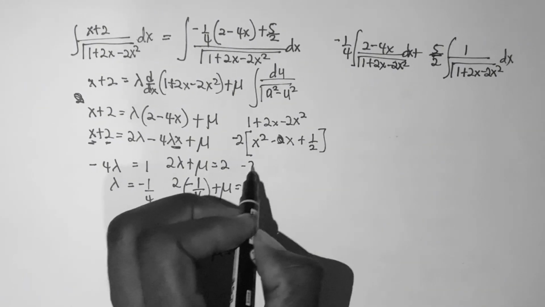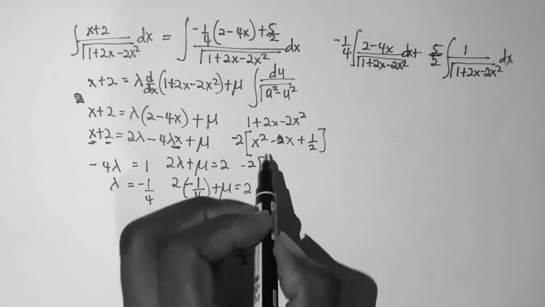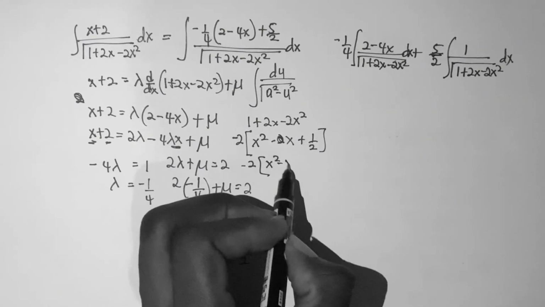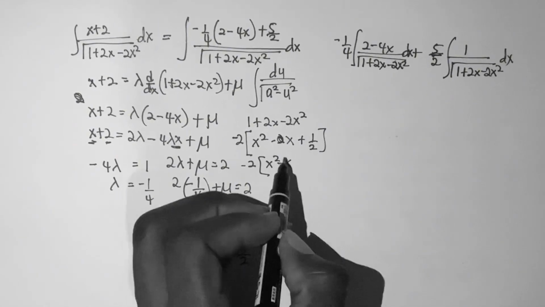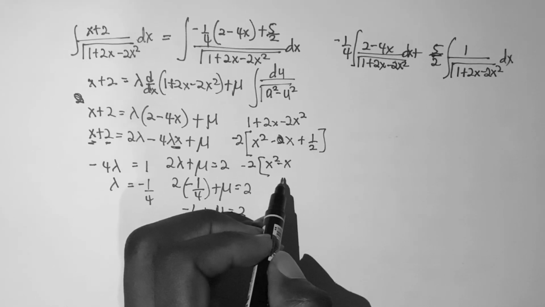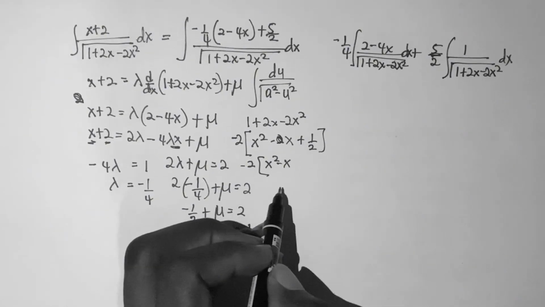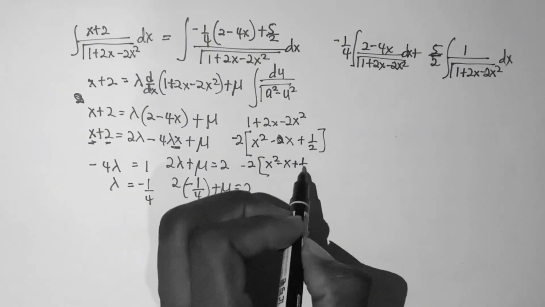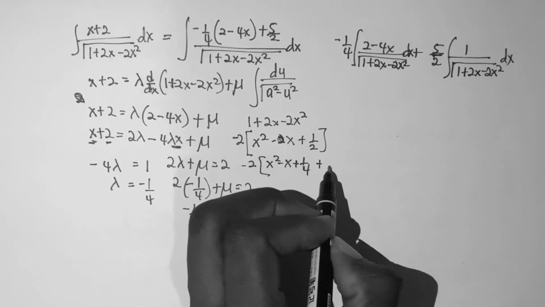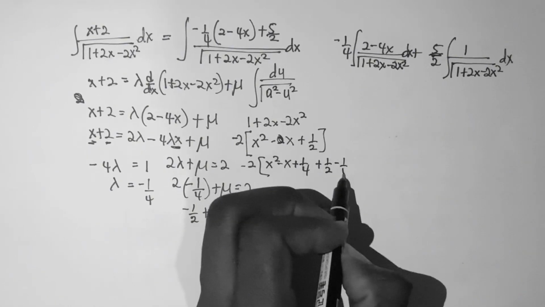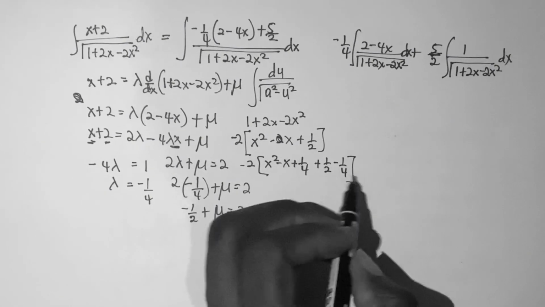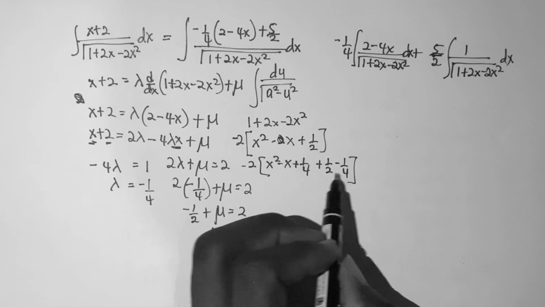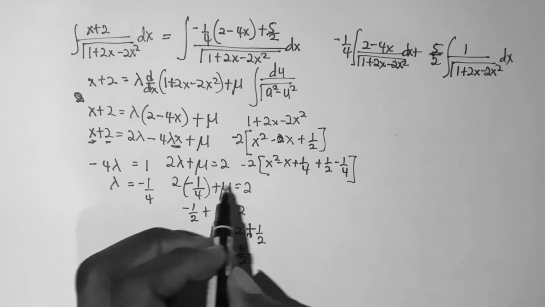So here becomes minus 2 times x squared minus x. Then half of minus x is minus 1 over 2. If we square it, we'll get 1 over 4. So plus 1 over 4, then plus 1 over 2 minus 1 over 4. Now plus 1 over 4 minus 1 over 4 is 0. So in essence, we've done nothing to the function.